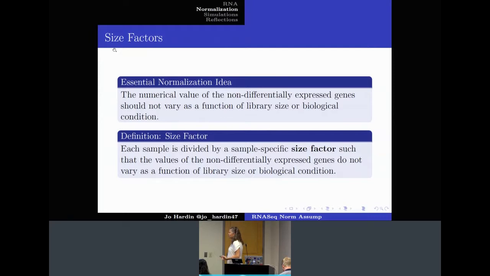And so how do we do what we were doing in those pictures? Well, what we do is we work with something called a size factor. A size factor is a number that's typically sample specific, though it could be gene and sample specific. But in this talk, we're just going to be talking about sample specific, such that the values of the non-differentially expressed genes do not vary as a function of these things.